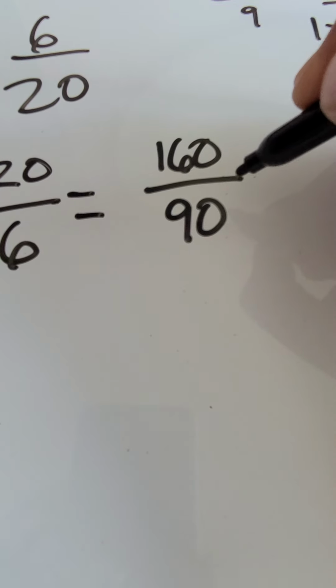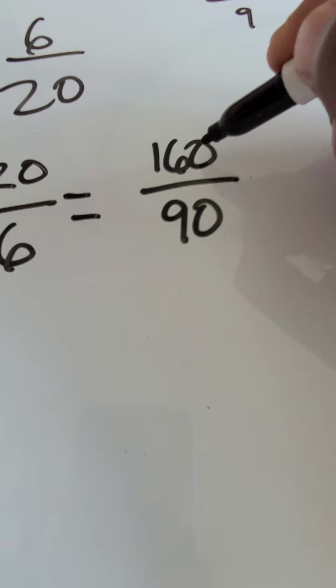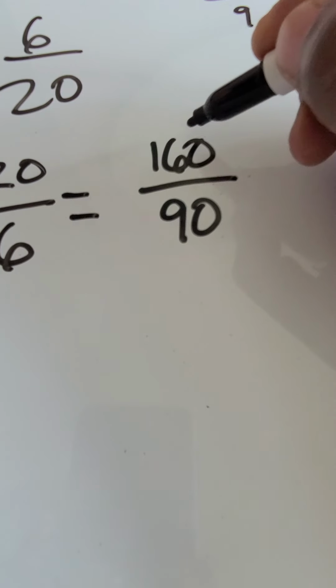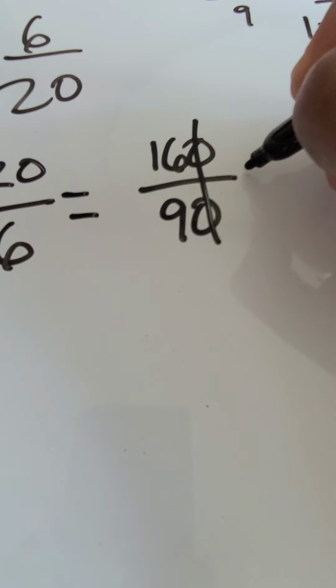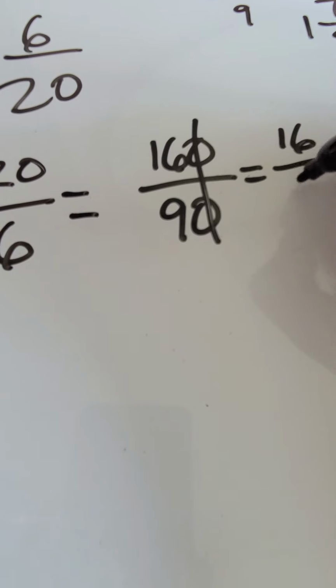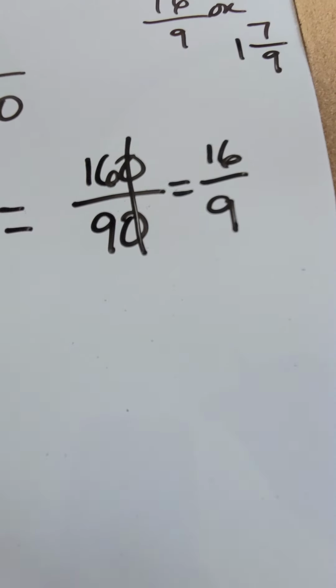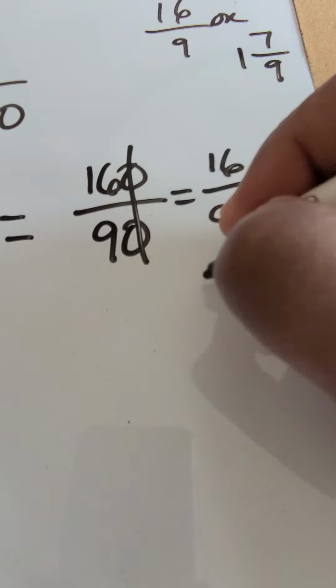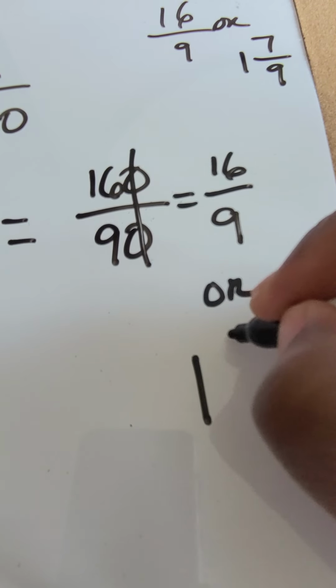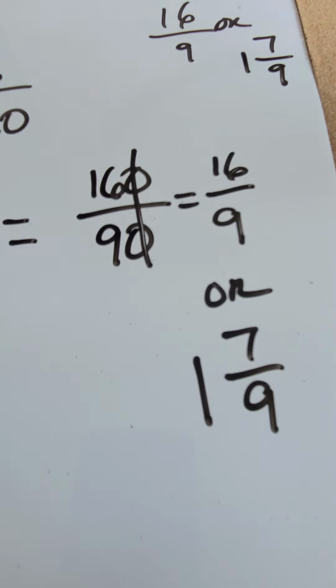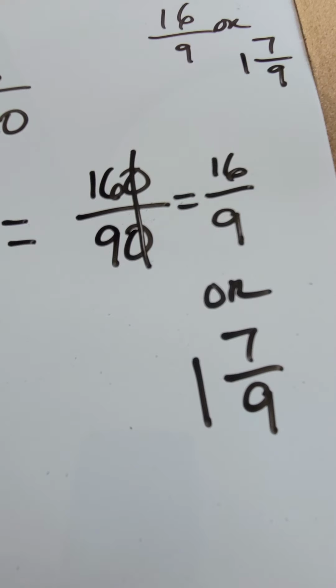Now we can simplify this. They're both divisible by 10, so we can cross these zeros out. They'll cancel out and give us the same answer. 16 over 9, or if you want the mixed number form, 1 7/9.